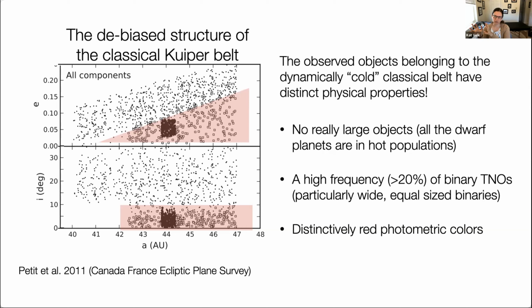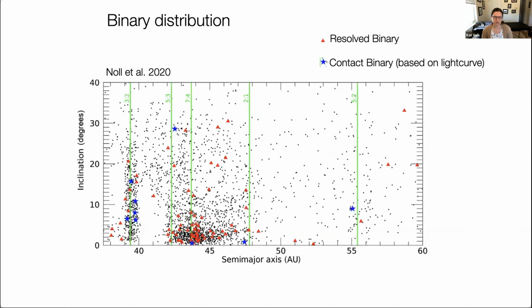and these distinct cold classicals formed where they are today. So just step through a little bit of the observational evidence of this. This is a plot from Knoll et al. 2020 of where the known resolved binary objects are in the TNO populations. So it's the red triangles. There's also some blue stars for contact binaries. So you'll notice that the red triangles are much denser at the low inclination part of the cold classical belt.